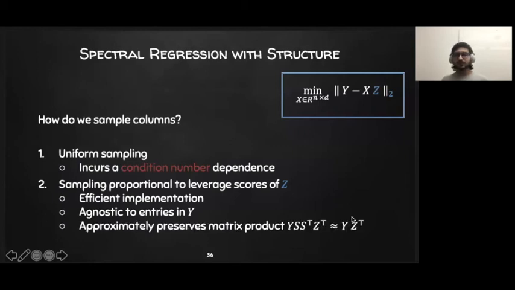We can also show that the sketch that we compute based on leverage score sampling approximately preserves the matrix product Y times Z transpose. We know that this analysis is really new since all prior constructions preserving matrix product in spectral norm were either oblivious sketches or relied on reading the entries in Y. And we do not do either of these here.